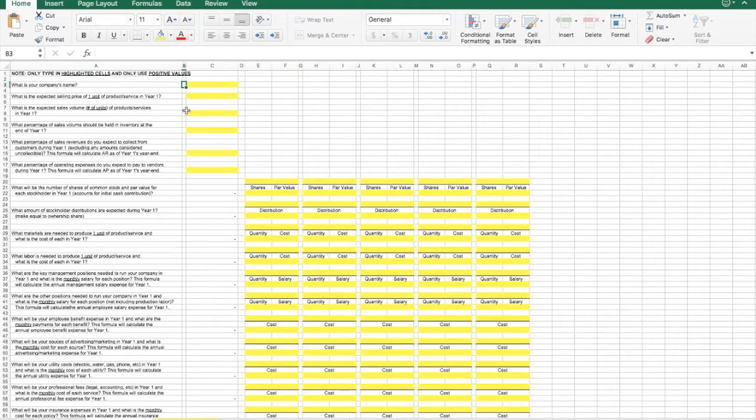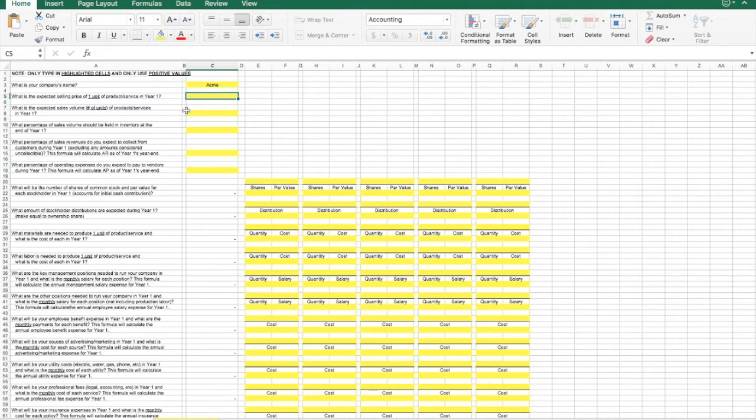So the top starts out real easy. What's the name of your company? We'll just call it Acme. What is the expected selling price of one unit of your product or service? Now, this sheet is assuming that you can do this, that you can assign your product or service units.